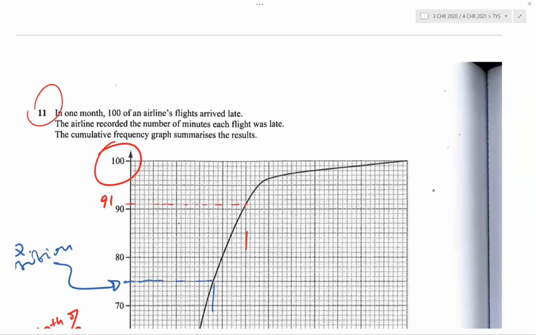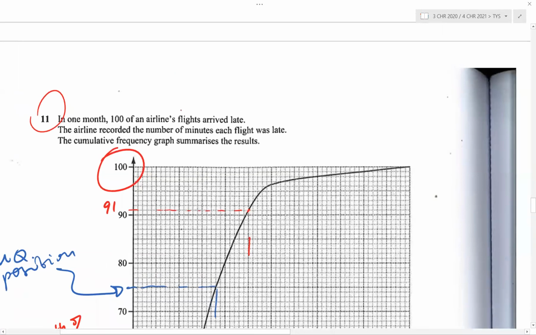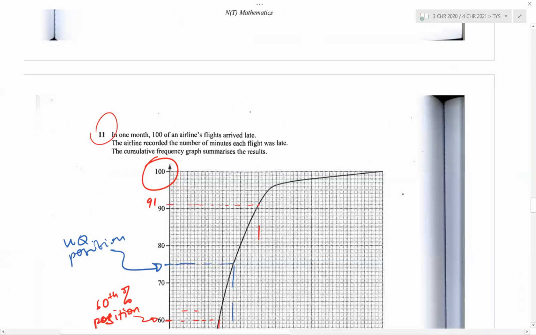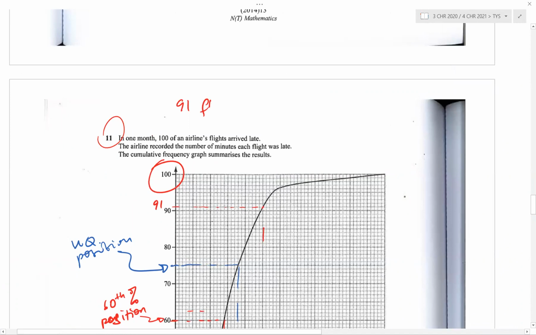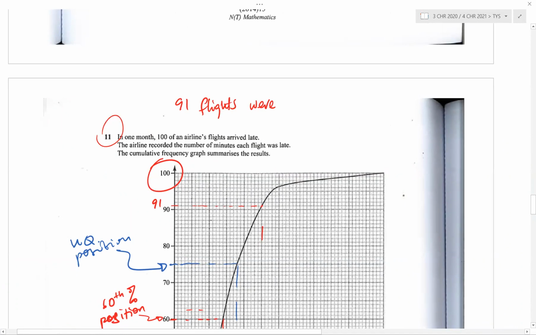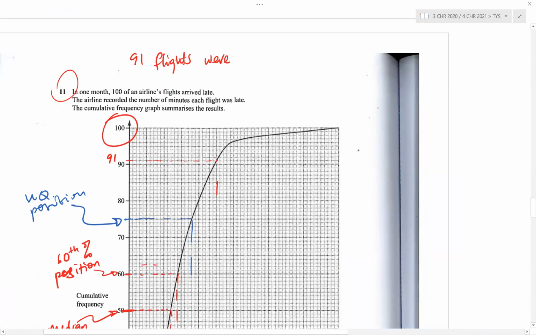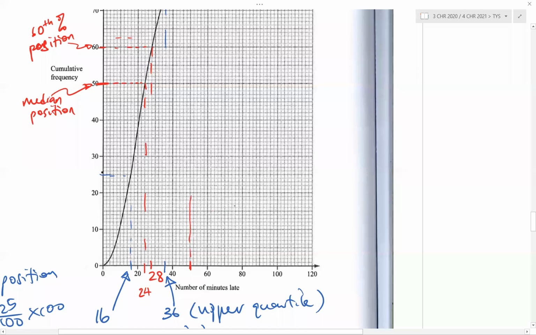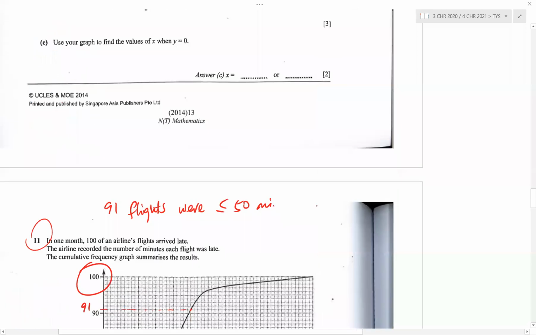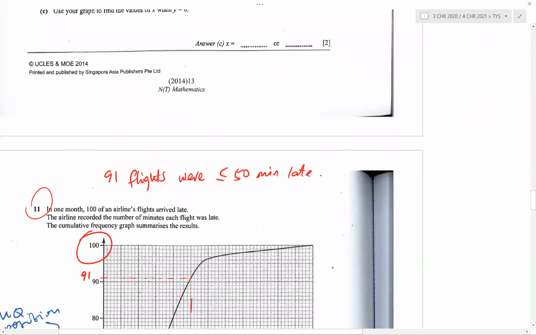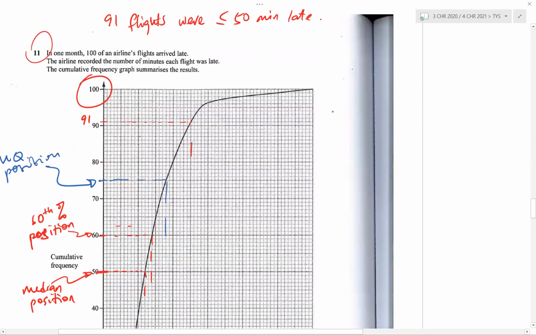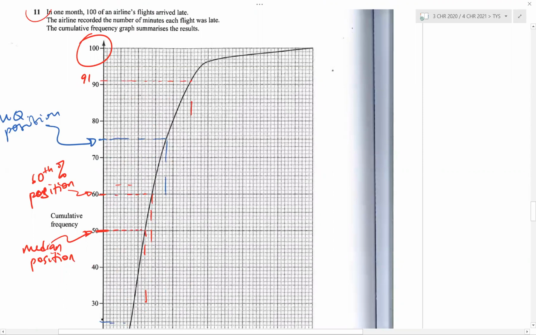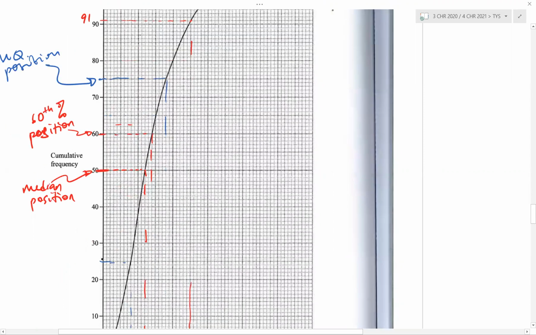Okay, the sentence is 91 flights were 50 minutes late or less. Okay, 91 flights were less than or equal to 50 minutes late. The question wants more than 50 minutes late. More than. Oh, well, remembering 91 is less than or equal to.